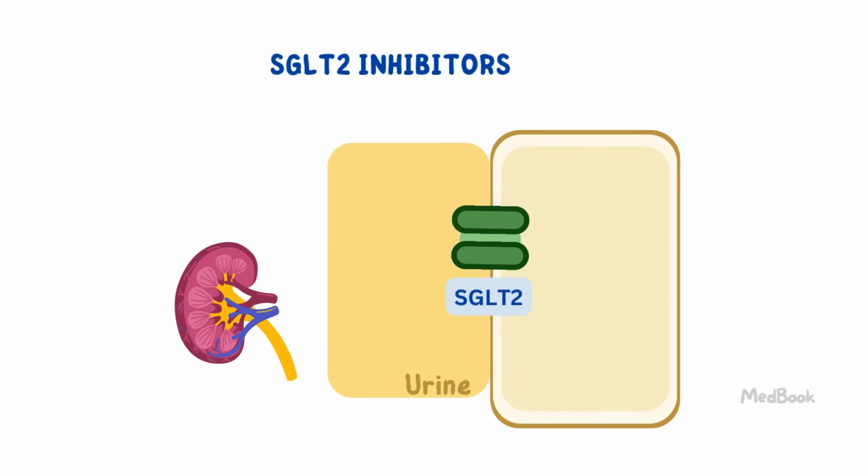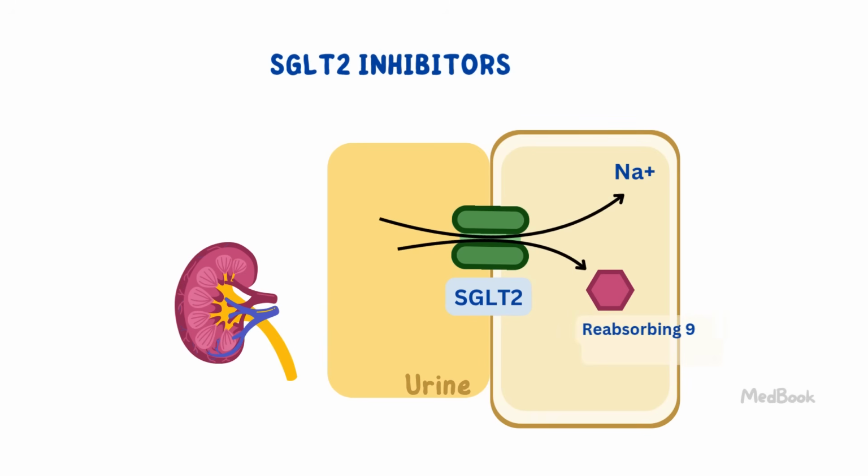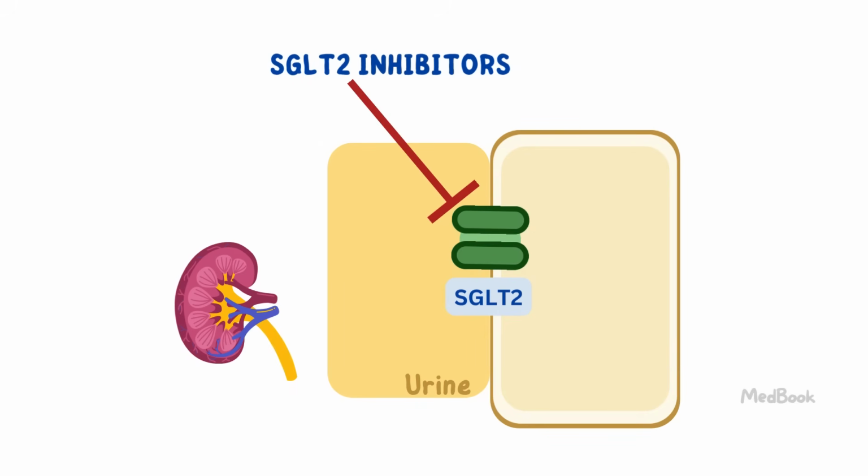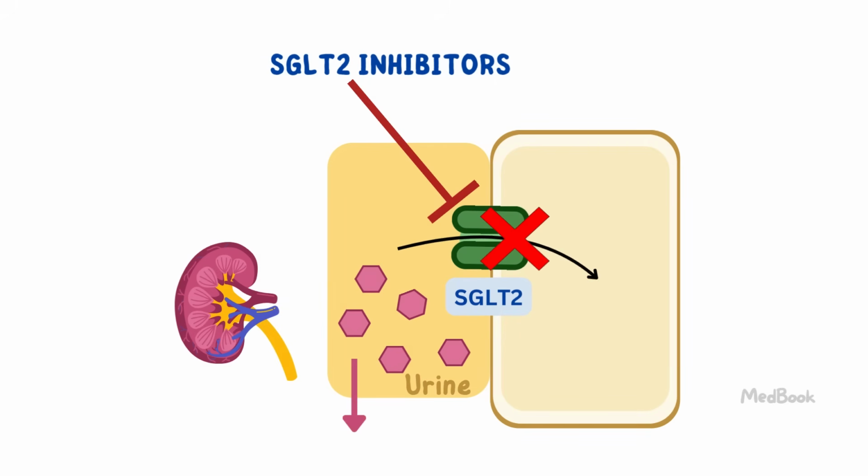The sodium glucose cotransporter 2 is responsible for reabsorbing 90% of filtered glucose in the tubular lumen of the kidney. When this transporter is inhibited by SGLT2 inhibitors, the kidney is unable to reabsorb glucose. Instead, it causes glycosuria, and the glucose is excreted into the urine, lowering blood glucose.